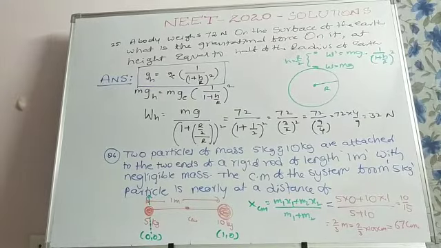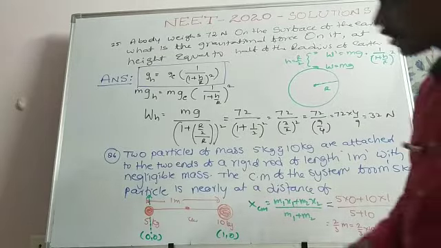So here, 25th question: a body weighs 72 Newton on the surface of the earth. What is the gravitational force on it at a height equal to half of the radius of the earth? That means we have to find the weight at a certain height, which is half of the radius.